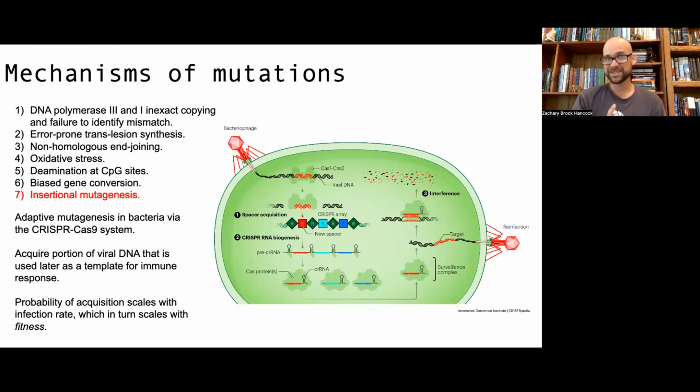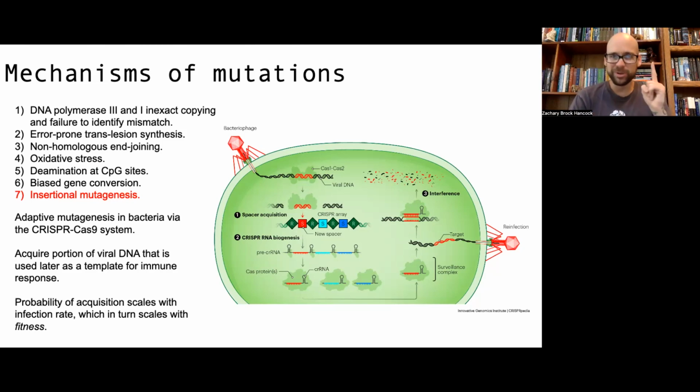And so what's really fascinating about this is, one, it's a mutational process, right? It's insertional mutagenesis from the bacteriophage into the bacterial genome. Also, the probability that this occurs increases as the frequency of the bacteriophages in the environment increases, right? So you are more likely to acquire this immunity if there are more bacteriophages there applying the pressure to you. Furthermore, if you can acquire this immunity, you are then more fit against the infection.